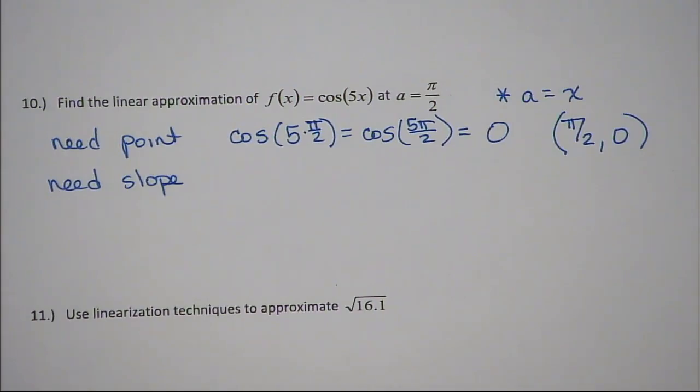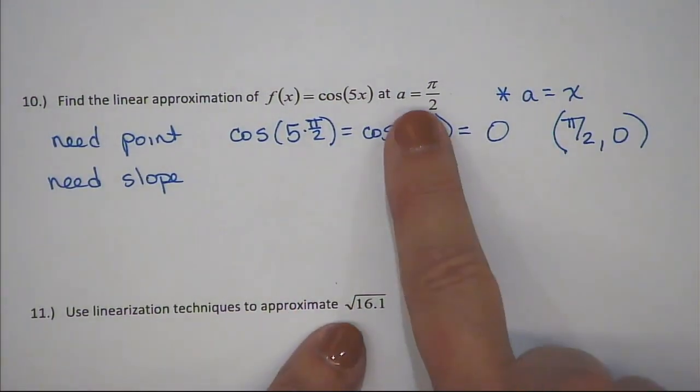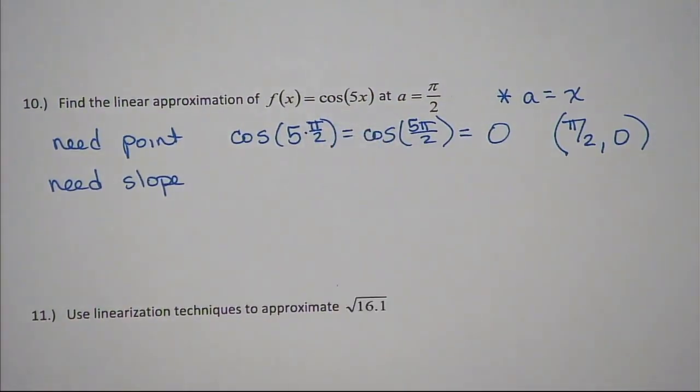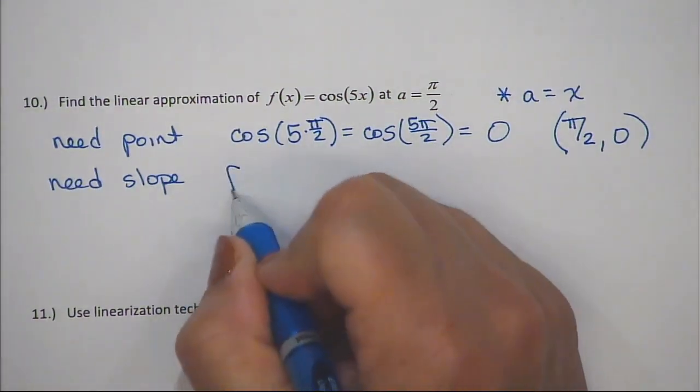It's a little tricky plugging things in, but that's what we're doing. So just remember that a is the same as x, and you're plugging that value into the original function to find y. All right, now we need the slope, so we have to plug pi over 2 into the derivative. So let's find the derivative. So f prime.